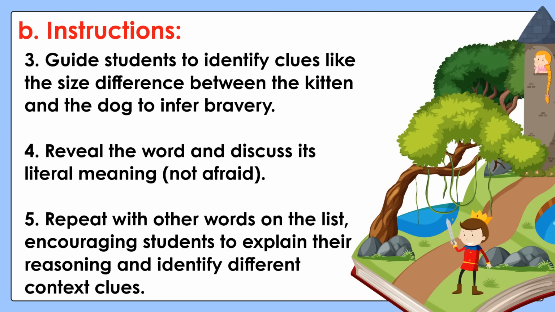Number 3, guide students to identify clues like the size difference between the kitten and the dog to infer bravery. Number 4, reveal the word and discuss its literal meaning. Not afraid. And number 5, repeat with other words on the list, encouraging students to explain their reasoning and identify different context clues.